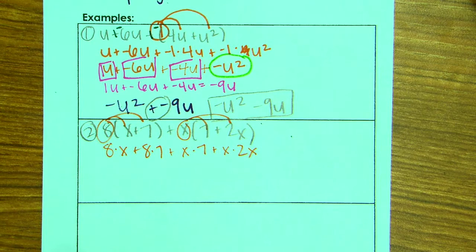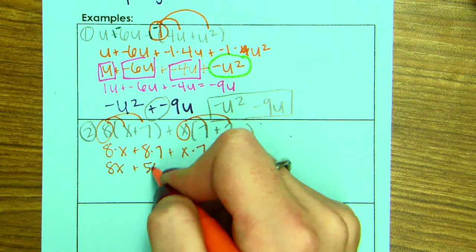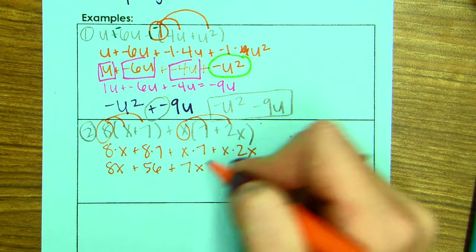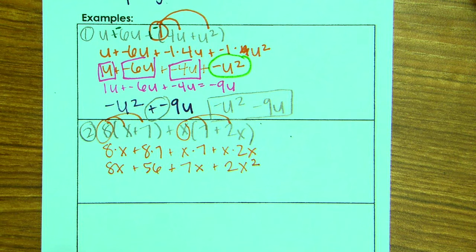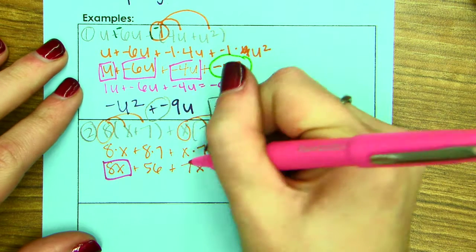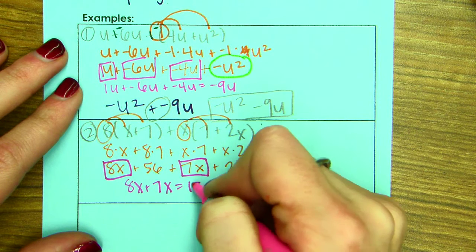Then I need to simplify my multiplication. 8 times x is 8x, 8 times 7 is 56, x times 7 is 7x, x times 2x is 2x squared, because x times x is x squared. Then I'm on step 3, combine like terms. The only like terms I have are the 8x and the 7x. 8x plus 7x is 15x.